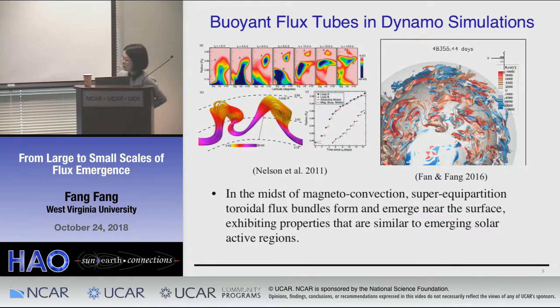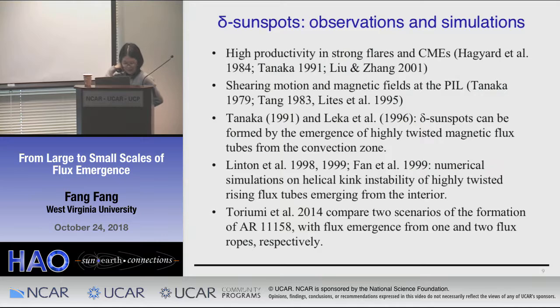Both of these flux tubes emerge to the top of the domain, and when they make their way further to the surface, they have the possibility of forming solar active regions containing sunspots. Out of the sunspots, we are more interested in the delta sunspot, where the magnetic structures are highly compressed into each other. They are highly productive of strong flares and CMEs, and they are observed to have strong shearing motion at the polarity inversion line together with highly sheared magnetic field lines.